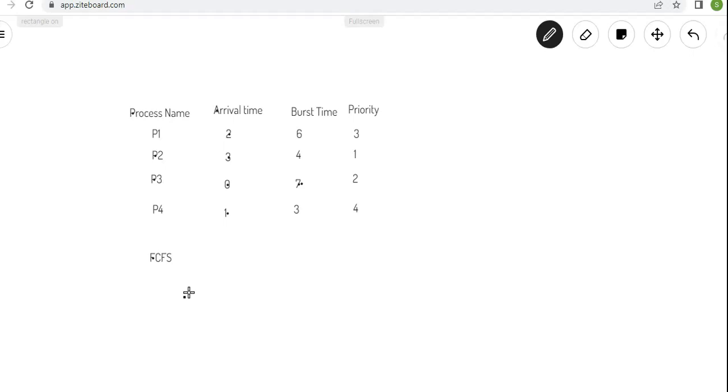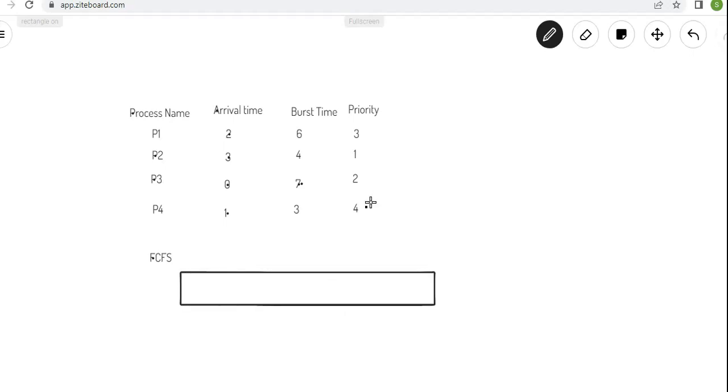So I'll draw the Gantt chart first here. The FCFS scheduling works based on the concept of the arrival time. Whichever process is going to come first has to be scheduled to the CPU first. When we consider the arrival time, only P3 arrives first. So at 0 milliseconds we are going to schedule the process P3.